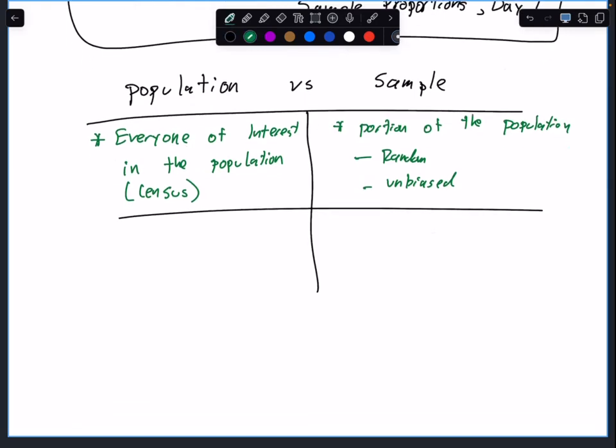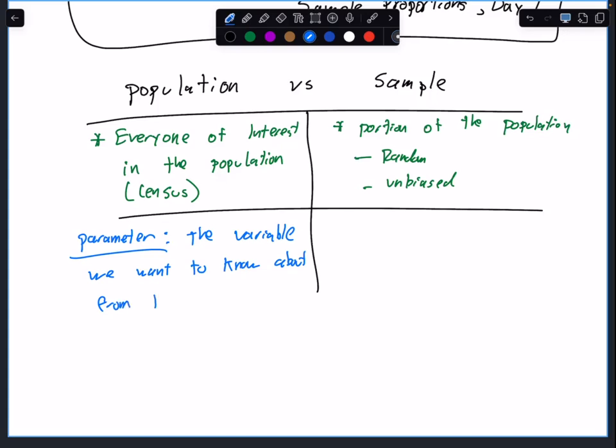Now, the next thing we're going to talk about is what is known as the parameter. And the parameter is the variable we want to know about from the population. You'll often hear this called the population parameter. What is it that we want to know?